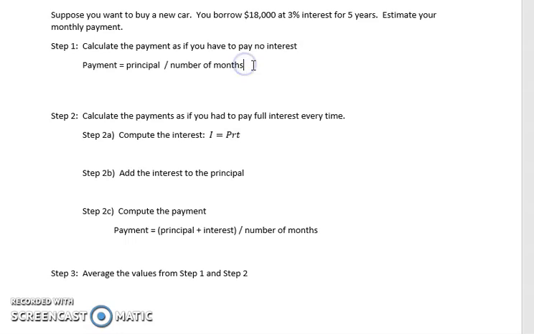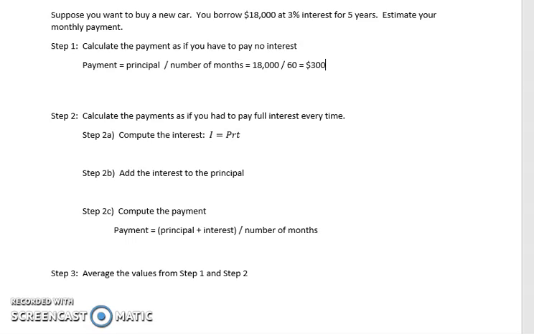So the first thing we do in step 1 is calculate the payment as if we had to pay no interest at all, which would be wonderful. So to compute our payment, we take the principal, that's the amount we borrowed, $18,000, and we divide by the number of months. 5 years is 60 months, and that turns out to be $300. So there's step 1. Pretend like you had to pay no interest.